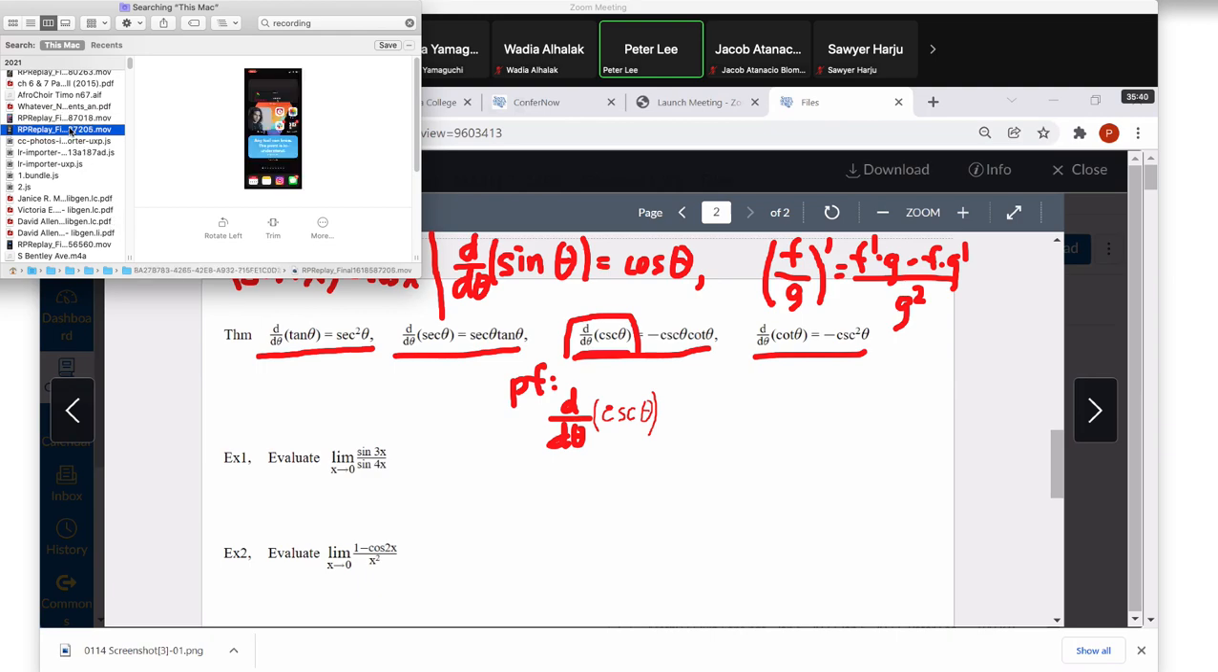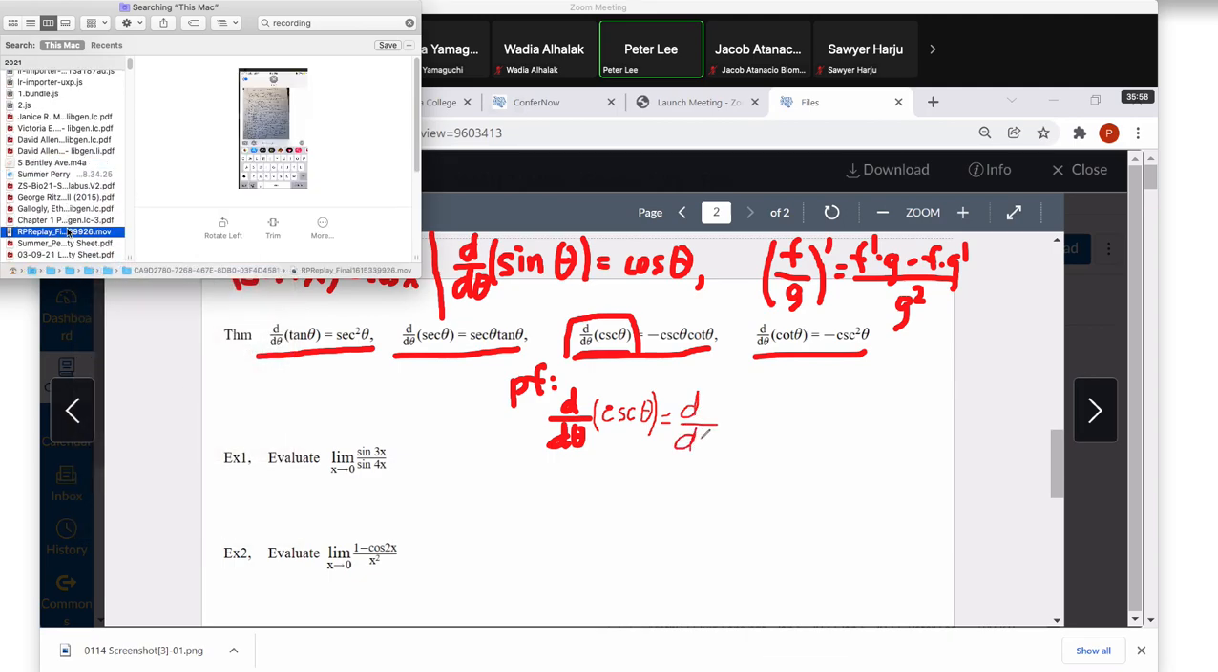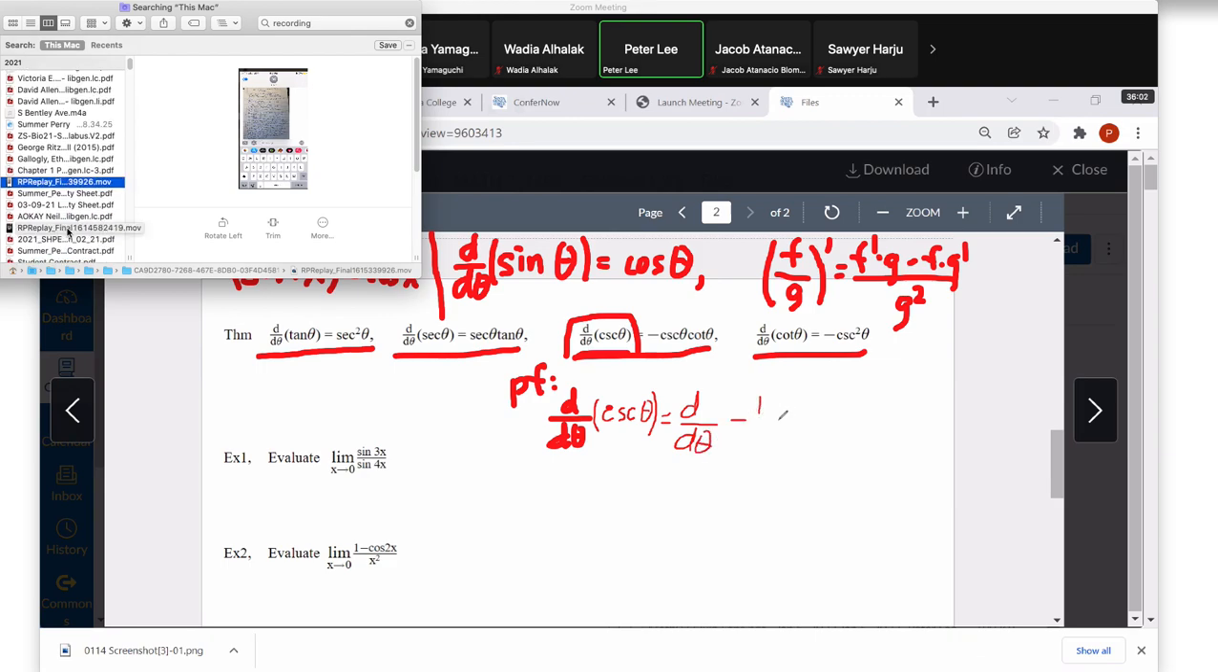So all of these four functions here, secant, tangent, and cotangent. Basically, if you don't know any of these rules here, then you have to just convert them into sine and cosine. Basically, that's one of the rules. So all of you have to know the definition of cosecant theta. The definition of cosecant theta is 1 over sine theta.